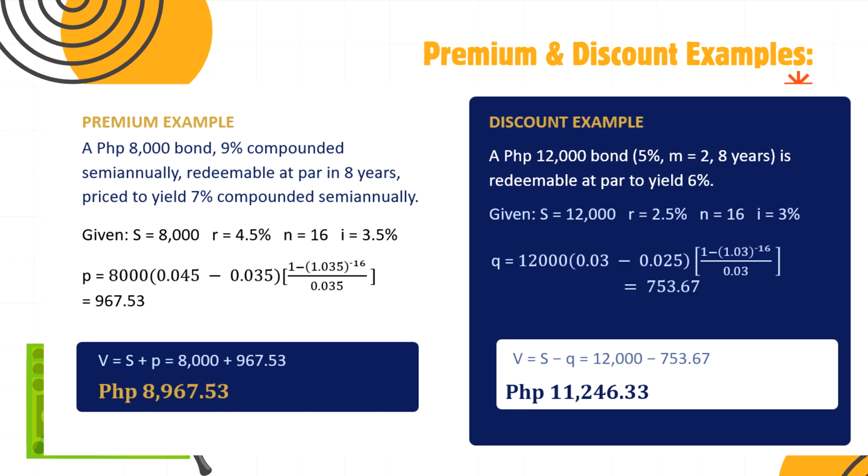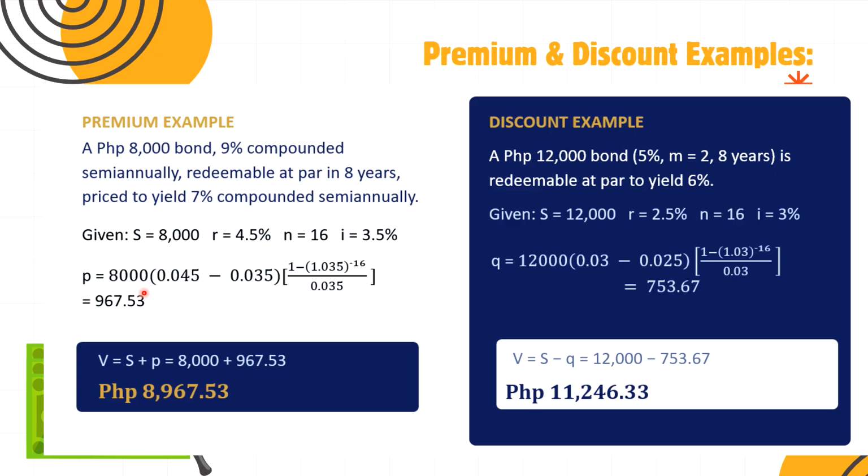Now, let's have an example for the bond premium and bond discount. For bond premium, the problem is an 8,000 pesos bond, 9% compounded semi-annually, redeemable at par in 8 years, priced to yield 7% compounded semi-annually. Now, the given: S is equal to 8,000, R is equal to 4.5%, N is equal to 16, and I is equal to 3.5%. Now, let's plug that into the formula.